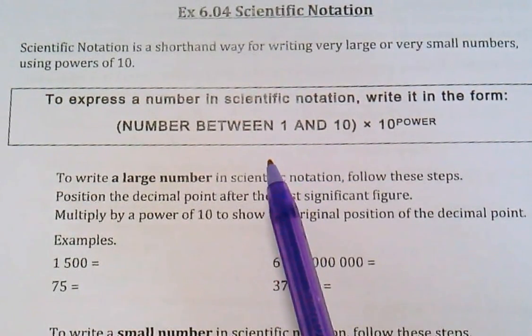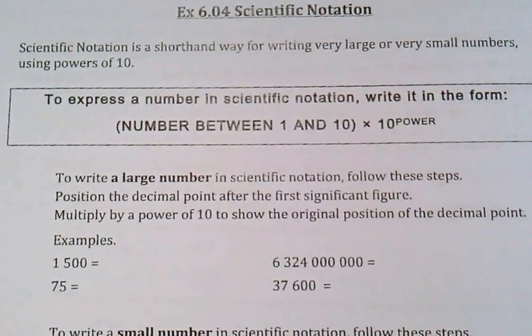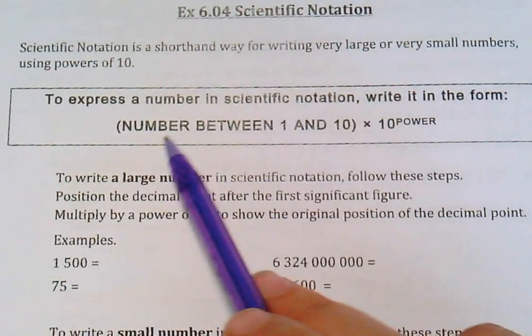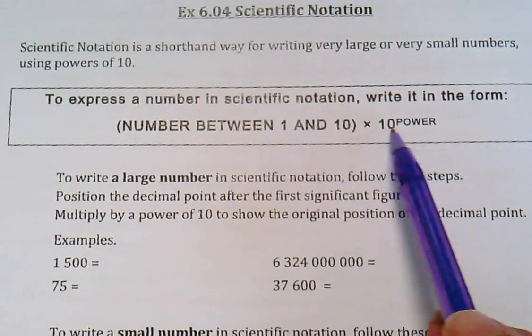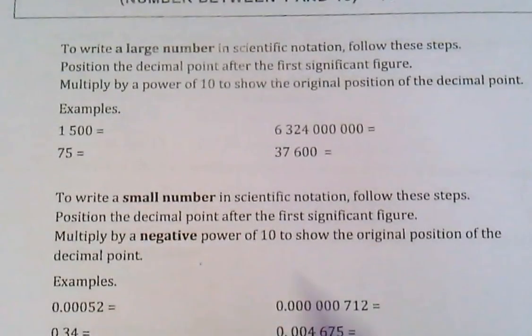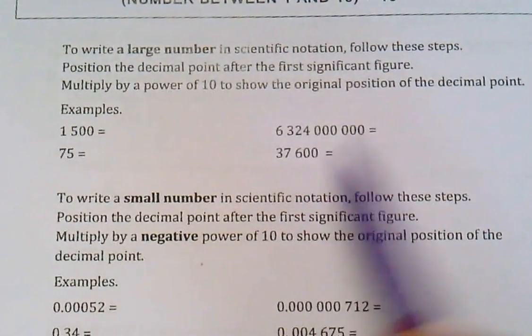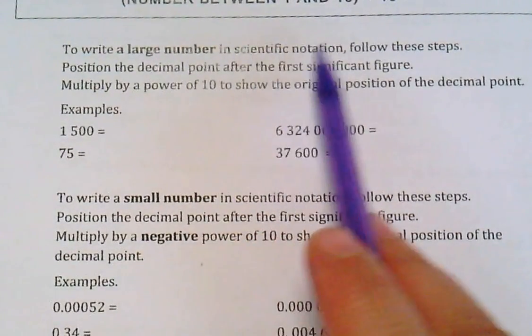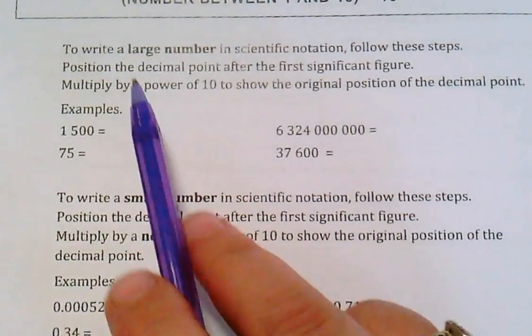0.5 is not between 1 and 10. 9.3, that's between 1 and 10. So a number between 1 and 10 times 10 to some power. Now, if the number is a big number, you get 10 to a positive power. So to write large numbers in scientific notation, this is what we do.